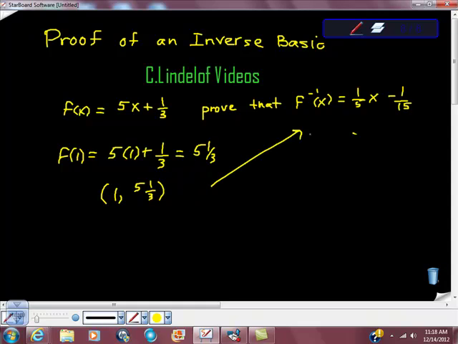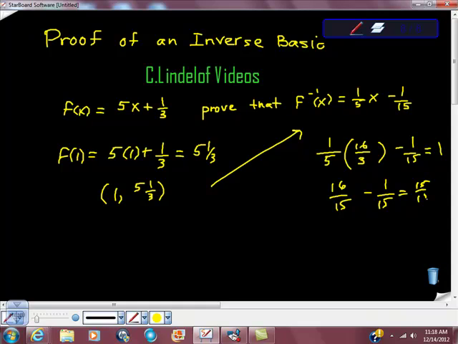If that's true, if this is the inverse, then it would be true that 1/5 times 16/3 minus 1/15 would have to equal 1. And if we look here, we get 16 over 15 minus 1 over 15 is equal to 15/15, which is equal to 1. Right? That's proof that we switch the x and y values.